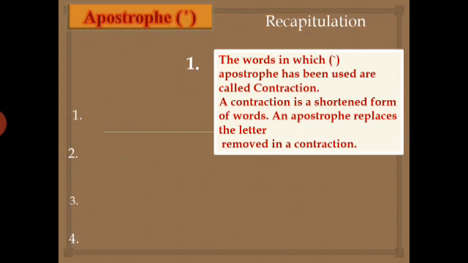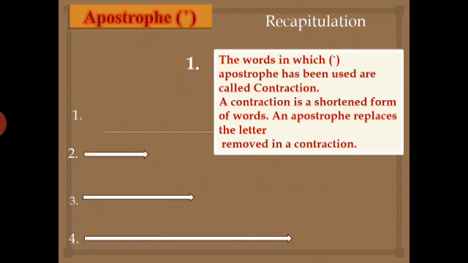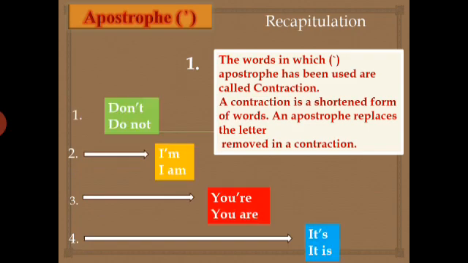Let's see examples which we have already discussed in our first part. Do not, don't. I am, I'm. With the help of that apostrophe comma, these words are in their shortened form. You are, it is, it's. So today some more uses of apostrophe we will discuss ahead.